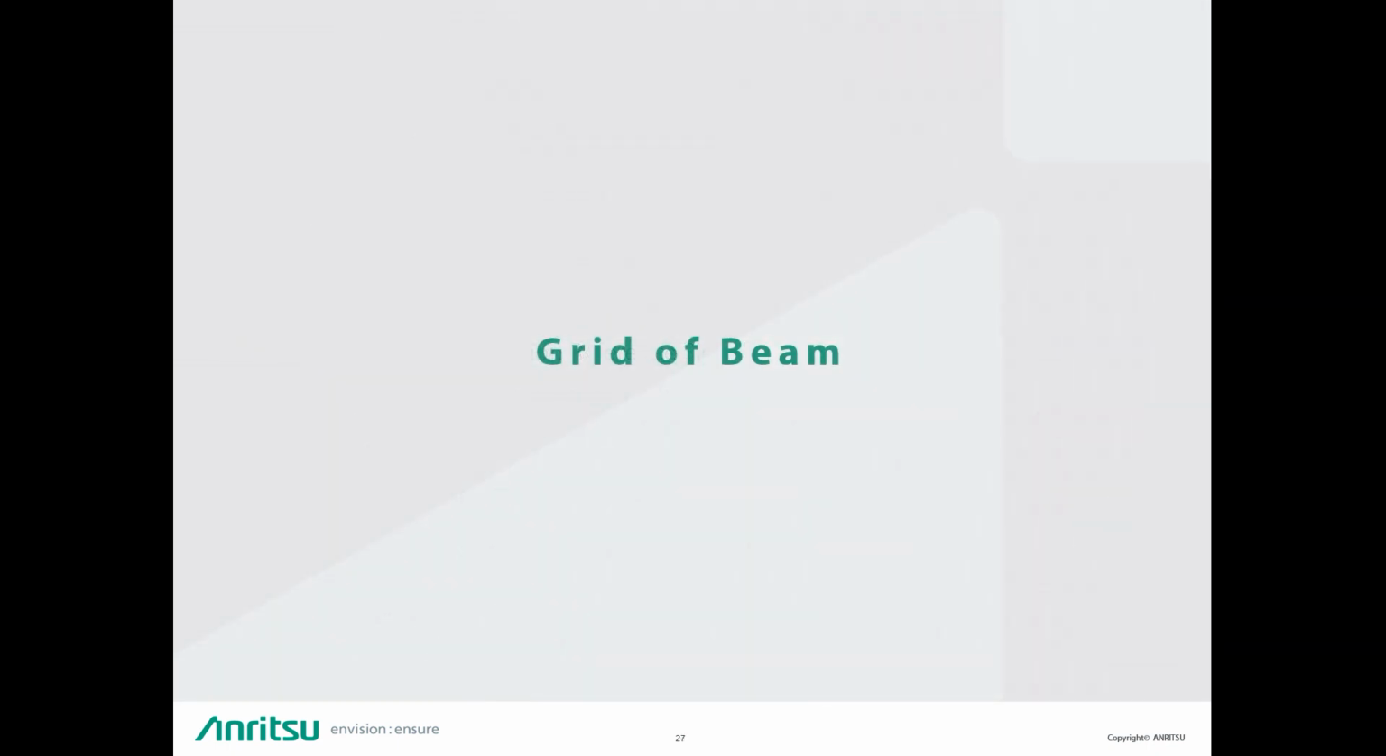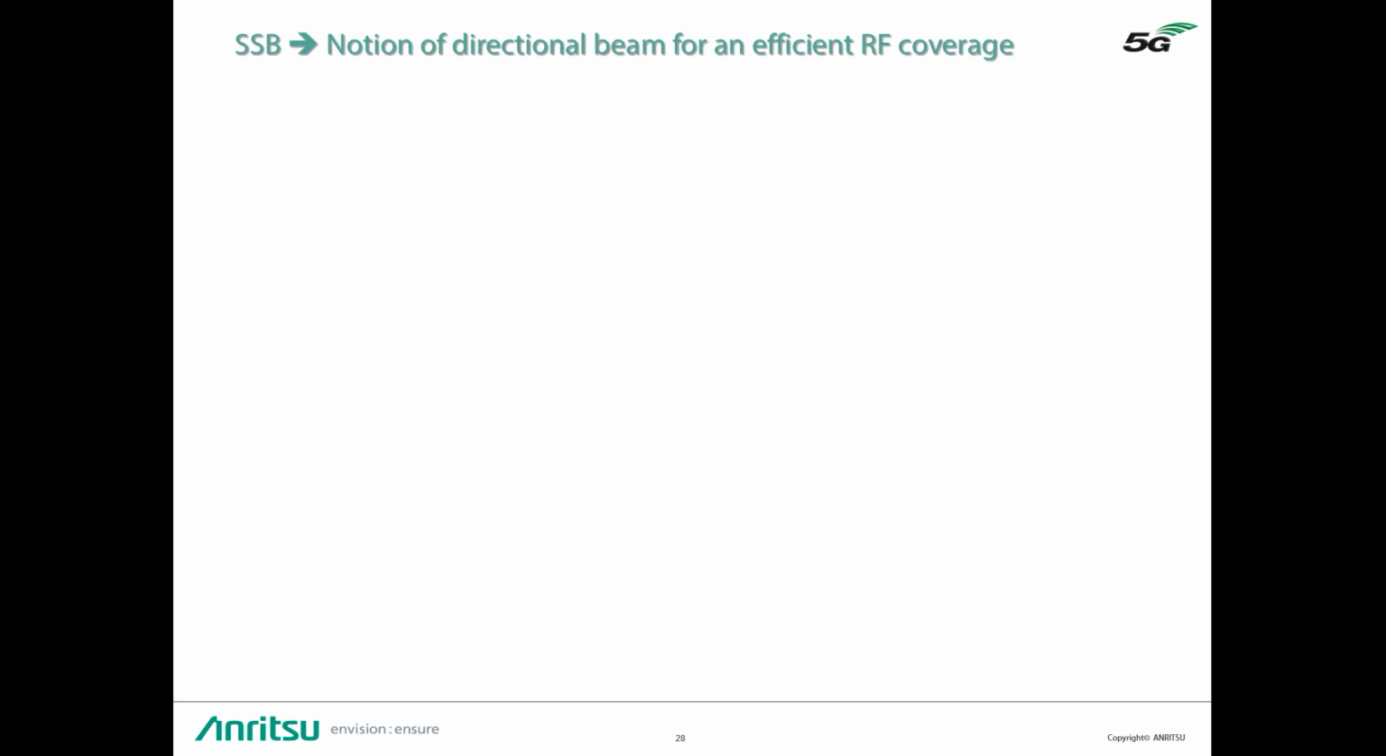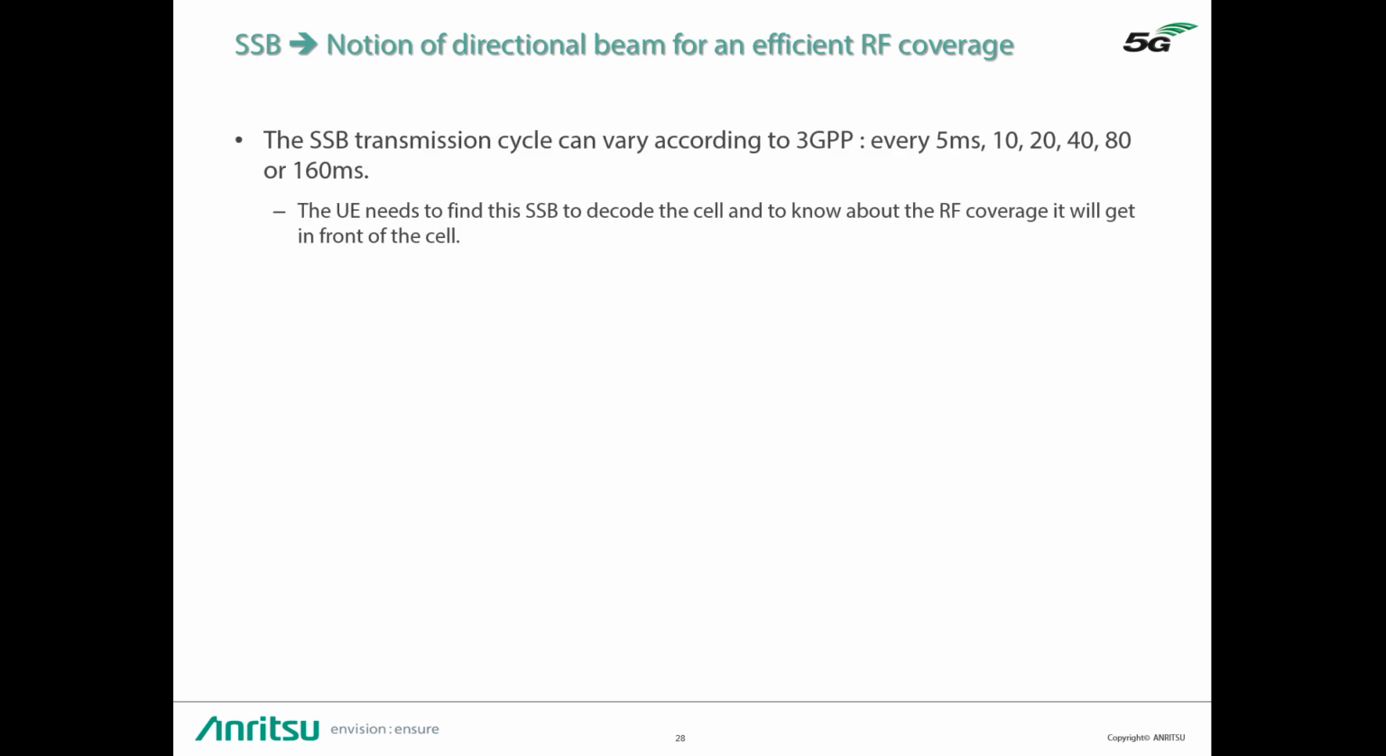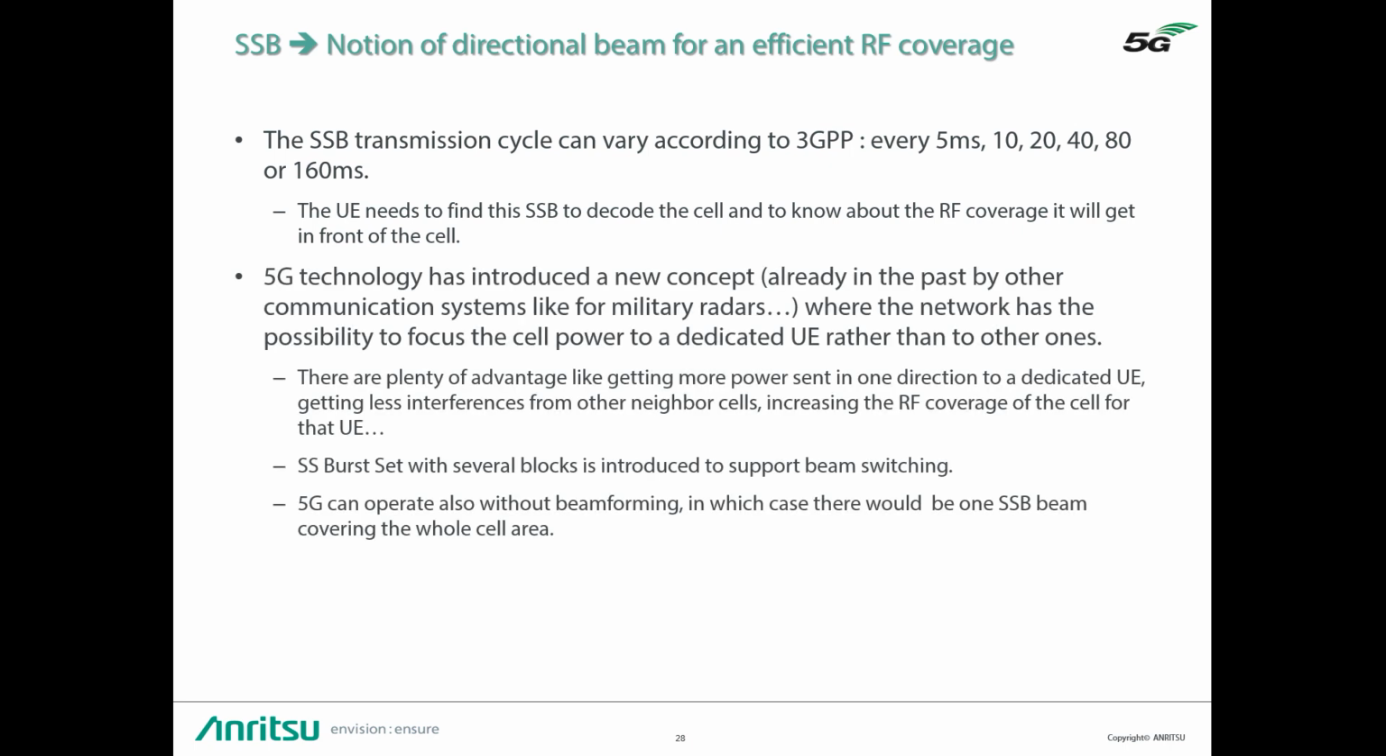Now comes the concept of the grid of beams, which is a crucial topic to understand to emphasize one of the differences between 5G and the previous cellular technologies. In 5G, the coverage is beam-based, it is not cell-based. So what is a beam then? The 5G radio coverage doesn't work the same way as the two previous cellular technologies like 2G, 3G or LTE.